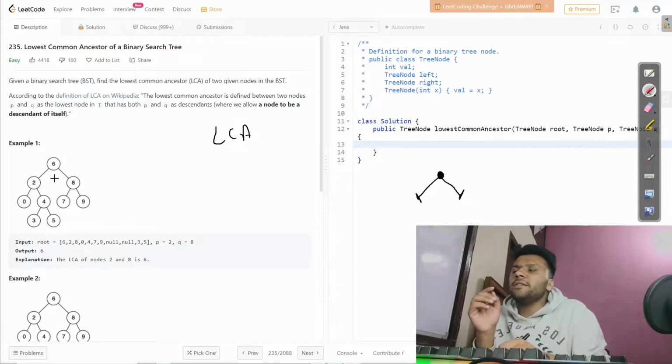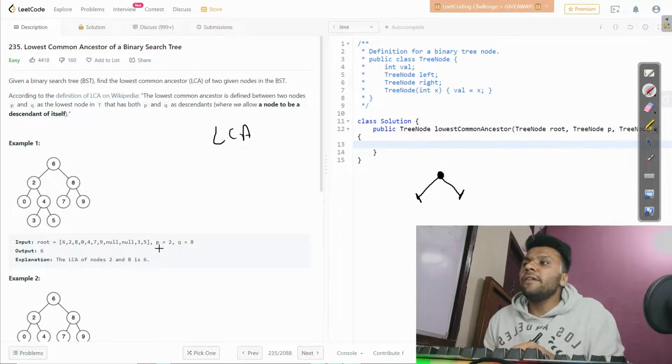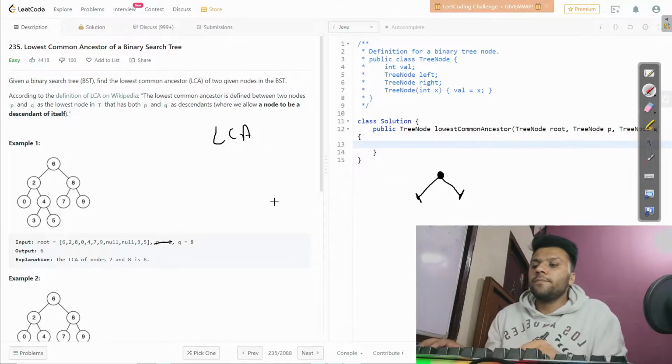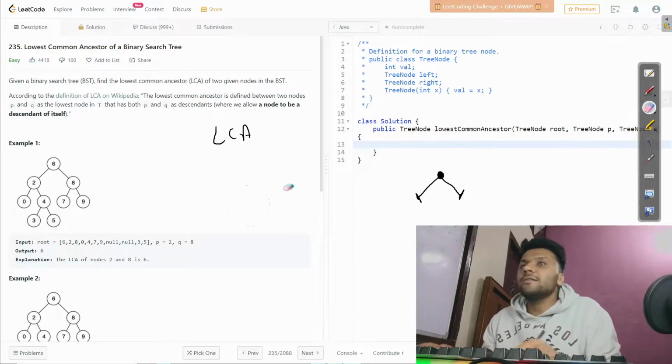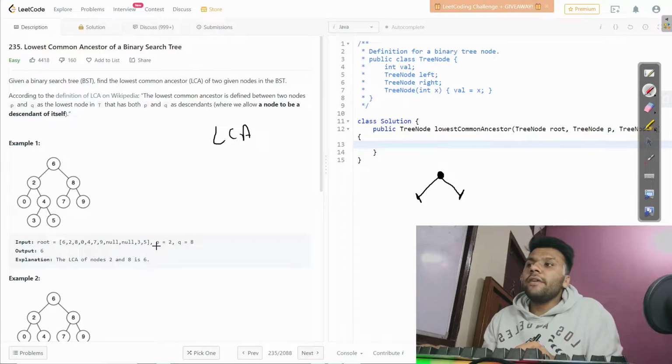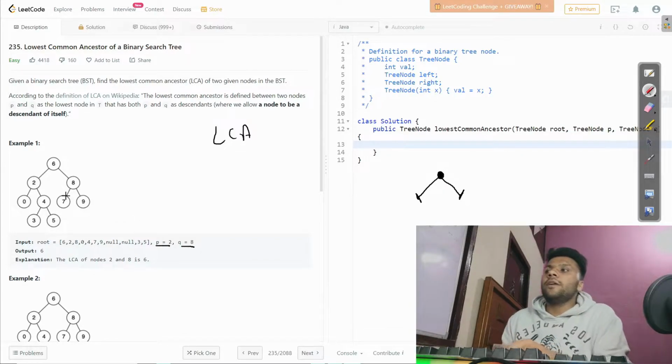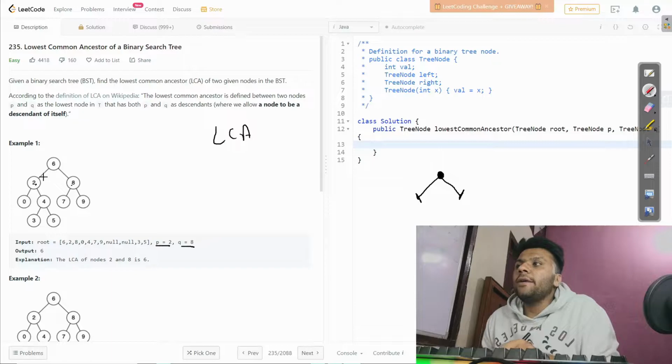Let's just take this example. So what are we saying? We are given P equals 2 and Q equals 8. What is the LCA of 2 and 8? It will be 6. How? Because it is connected to 2 and 8 by itself.